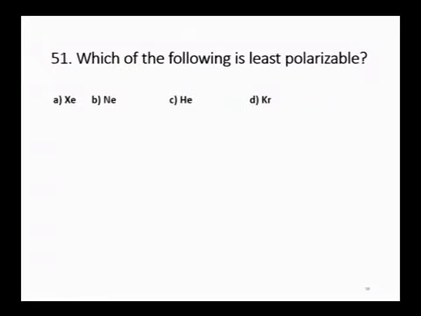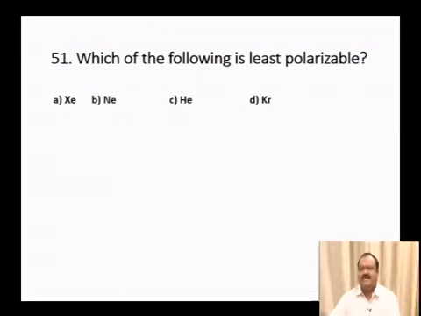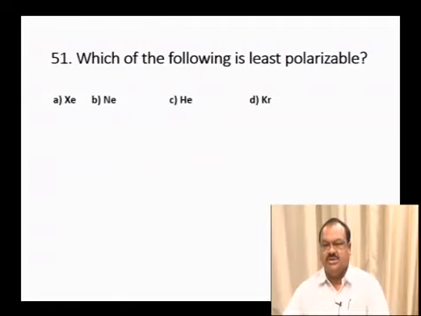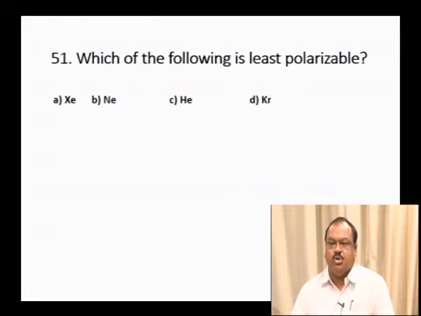Next, which of the following is least polarizable? Xenon, neon, helium and krypton. Polarizability depends upon the size of the atom. The larger the size, the greater the polarizability. So in the case of helium, due to its smaller size, its polarizability is very low. The order of polarizability increases down the group. So helium is the least polarizable. Hence the suitable answer is C.